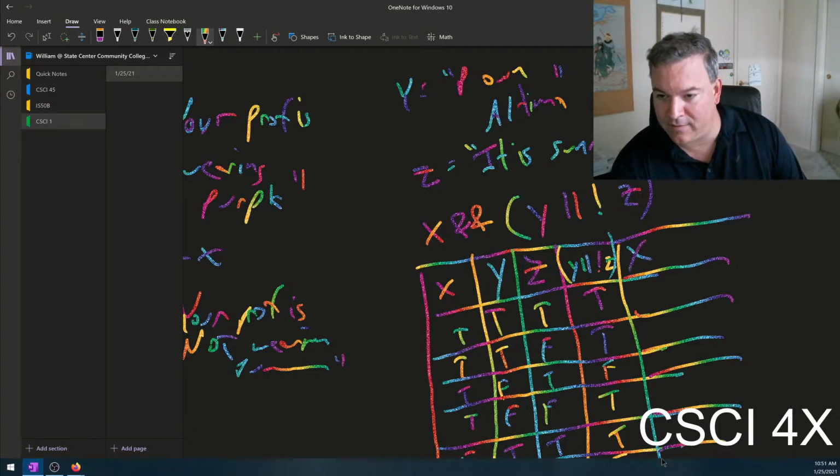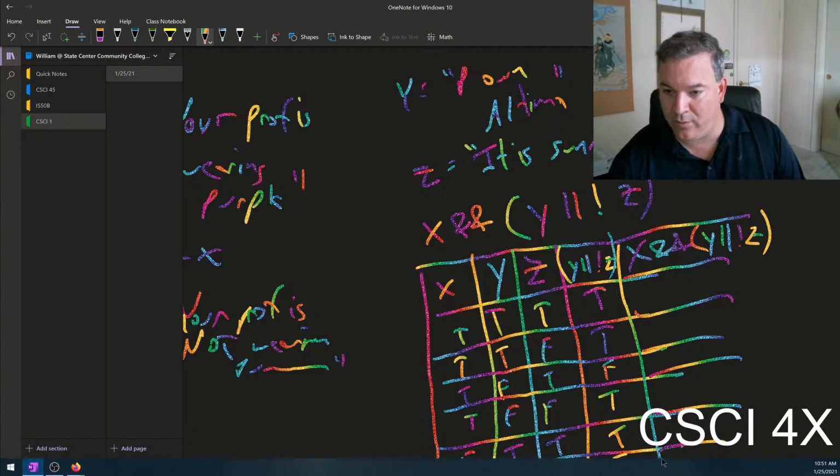And that is x ANDed with y ORed with not z. So we've got this column here, which has figured out this part of it, right? And then we've got x. And so we need to look at the x column, and we need to look at the y ORed with not z column. And this is only going to be true. The whole thing's going to be true if x is true and if this column here is true.